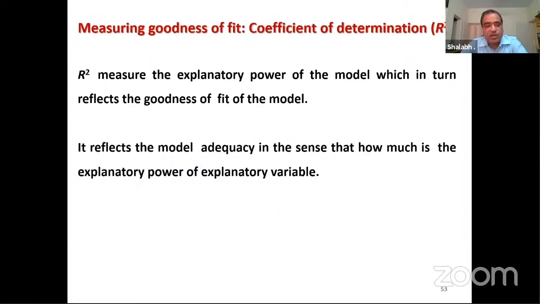Okay. So now the question is this: what does this R square do? R square measures the explanatory power of the model, which actually reflects the goodness of fit of the model, and it reflects the adequacy in the sense of how good your explanatory variables are in explaining the variation in y, because you are trying to take different types of variables, and your objective is that whatsoever is happening in y should be explainable through the values of x's, right?